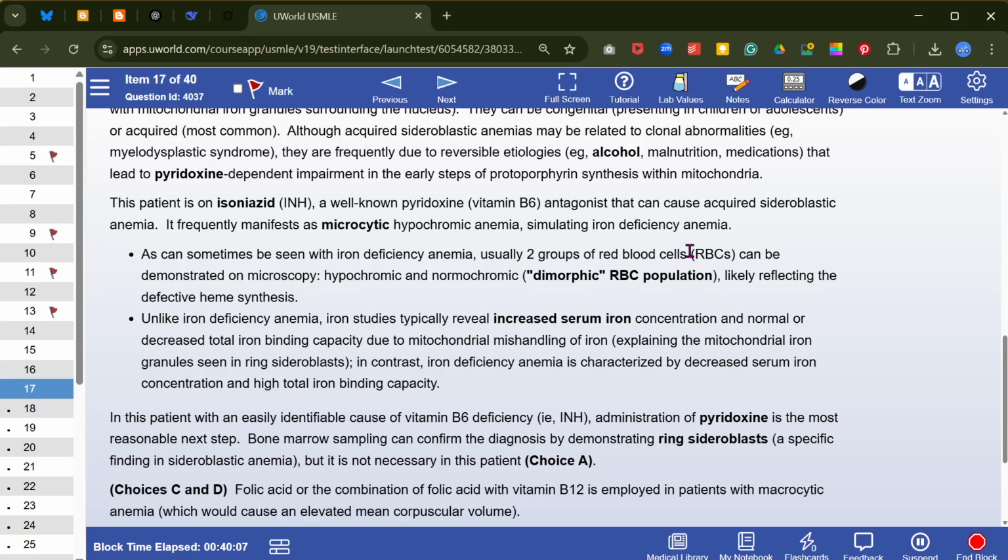Look, this patient is on anti-TB drugs, and one of the drugs is isoniazid. It is sideroblastic anemia. And another thing, like I have told you, microcytic hypochromic anemia has four differentials: iron deficiency anemia, thalassemia, sideroblastic anemia, and anemia of chronic disease, which can also come with iron deficiency anemia.